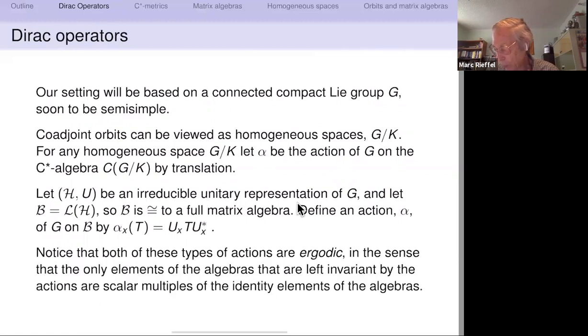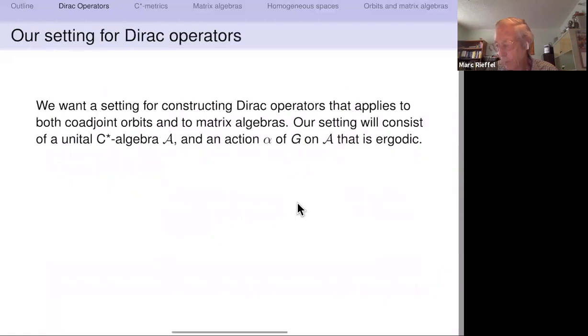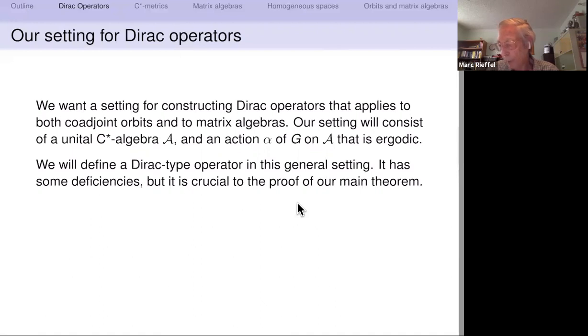And what we notice is that both of these types of actions, the ones on the homogeneous spaces and the ones on these matrix algebras, are ergodic, which is just a fancy word for saying that the only elements in the algebras that are left fixed by the actions are scalar multiples of the identity elements. So the sort of crude setting that we use at first, which will apply to both of these cases, is that we have a C-star algebra A and an action alpha of G on that C-star algebra, and this action is ergodic. So we will define a Dirac type operator in this general setting. It'll have some deficiencies that I will mention, but nevertheless, it's crucial for the proof of our main theorem.